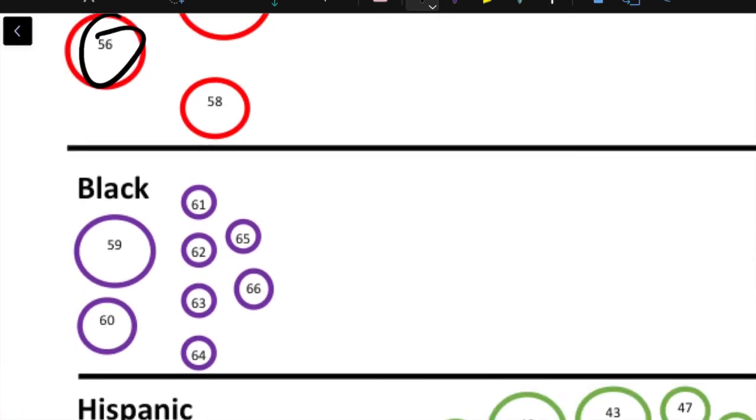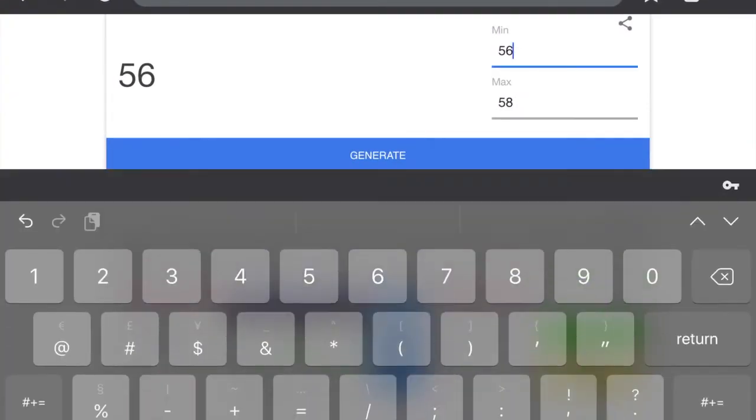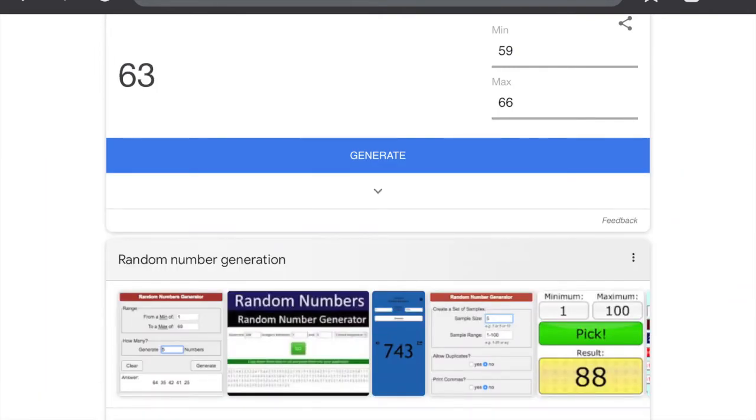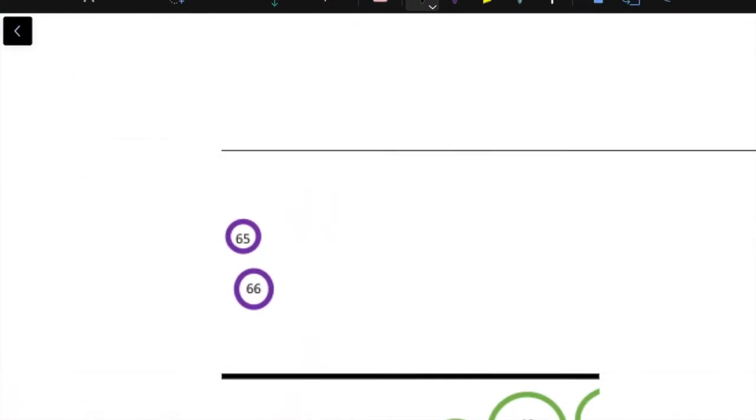For black housing, we're going to look at the numbers 59 to 66. So I'm going to put this in a random number generator, 59 to 66. I'm going to pick one number, and it's 63. So I'm going to go ahead and mark that.